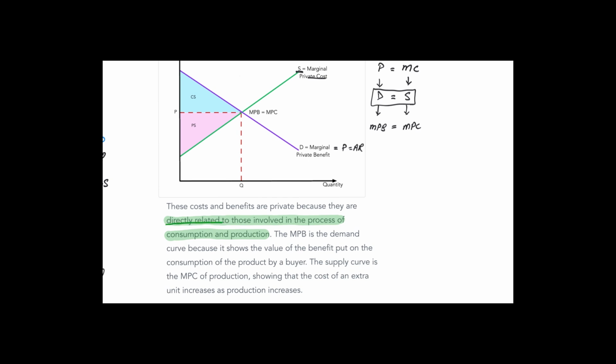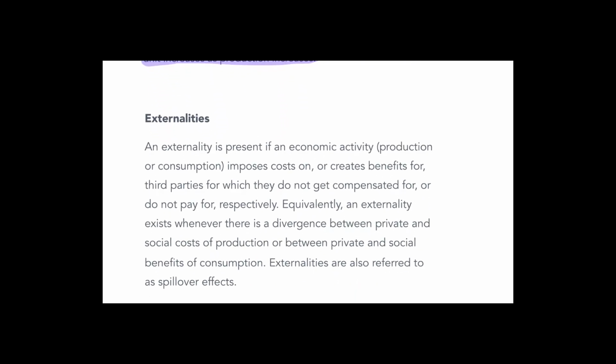Okay? The marginal private benefit is the demand curve because it shows the value of the benefit put on the consumption, as we've had this discussion. On the other hand, the supply curve is the marginal private cost of production, that is, what is the cost of producing every extra unit, and it always increases. So all of this is fine, and this is meeting. Market is efficient. So why is the market failing? The market is failing because of this.